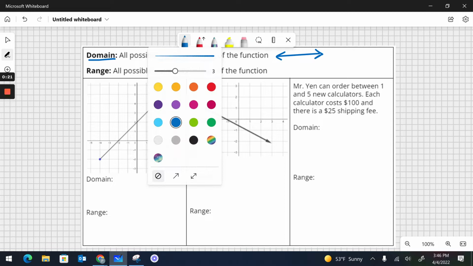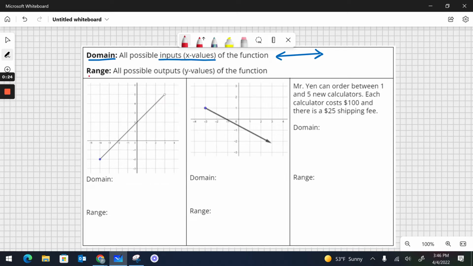The range is all of the possible outputs or y values of the function. So to figure that out, you look how high does it go and how low does the graph go. Let's look at this first example.